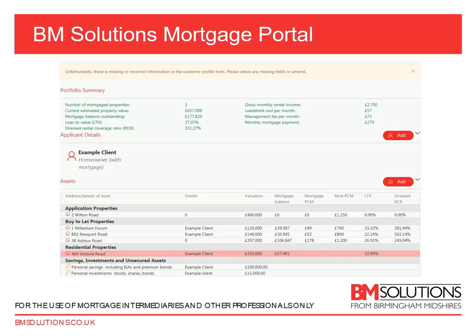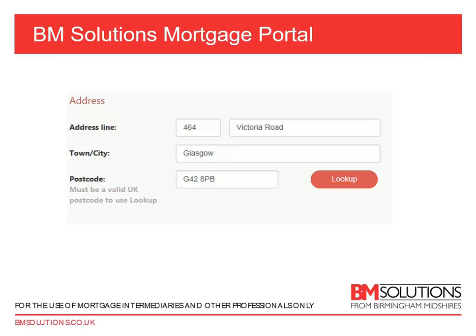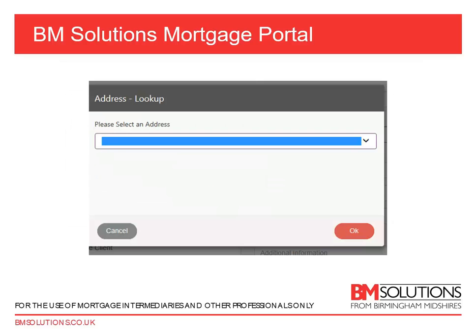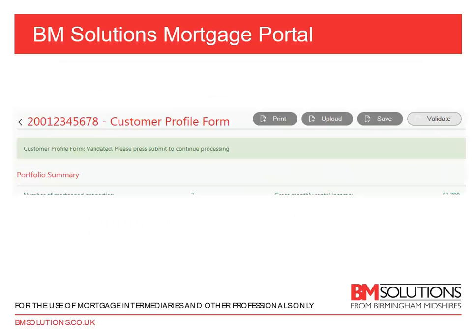What you're then able to do is, if you've put in the wrong postcode, for example, you can then put in the correct information, look up the property, and actually search for the property itself, and then you'll have the select address option. Once you've done that, you can then validate. So you validate the screen again.